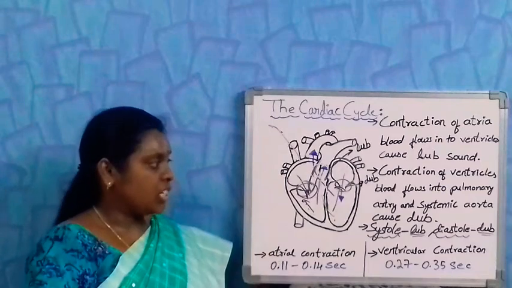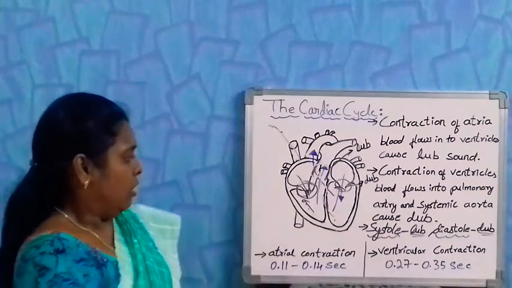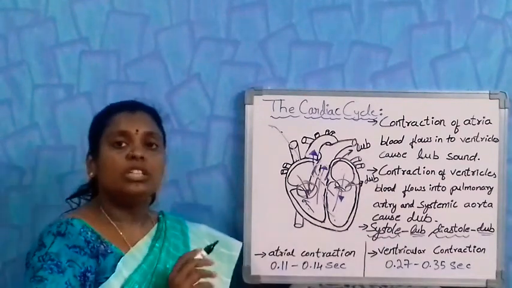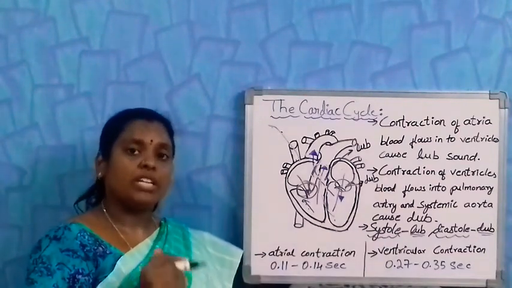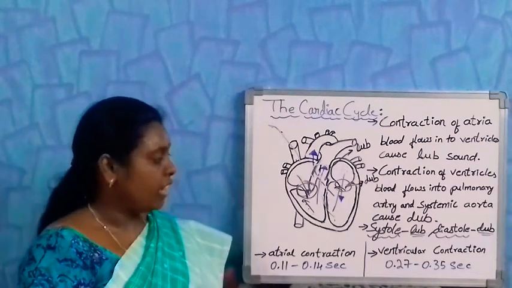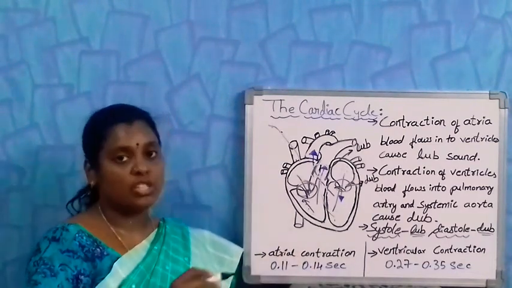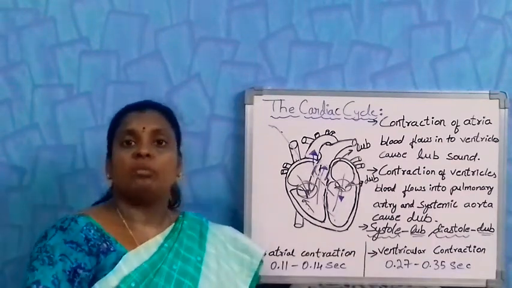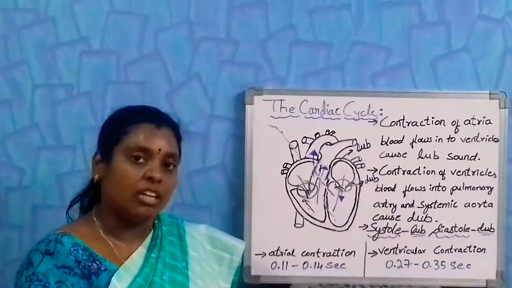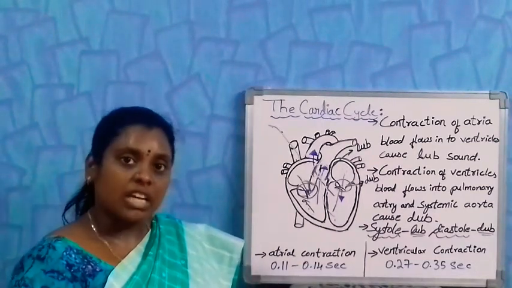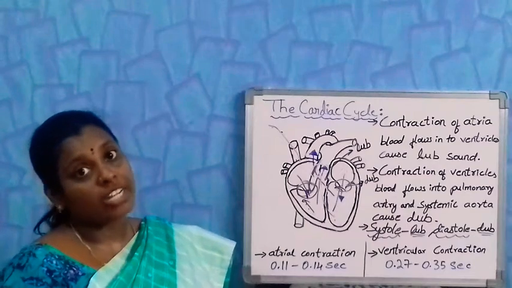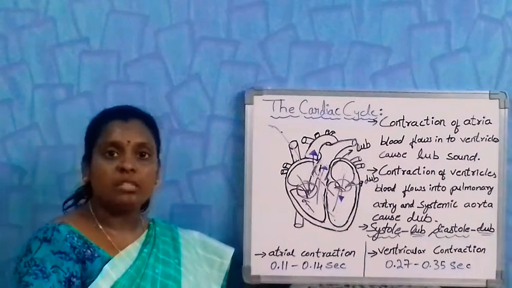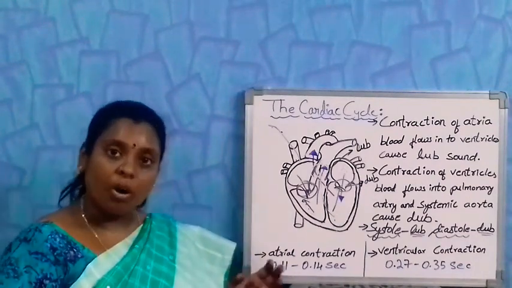One auricle contraction, means the dub sound, takes place in 0.11 to 0.14 seconds. Whereas for ventricular contraction, it takes 0.27 to 0.35 seconds. See how very short a time it is taking to complete a cardiac cycle, means to take one contraction and relaxation of the heart. How fast it is pumping its blood throughout our body.